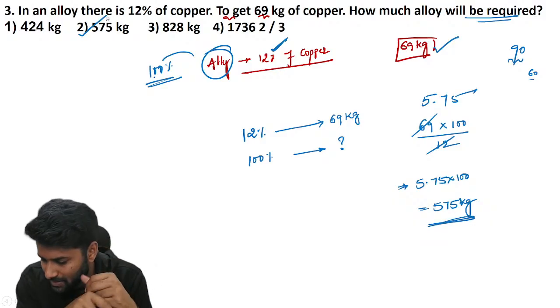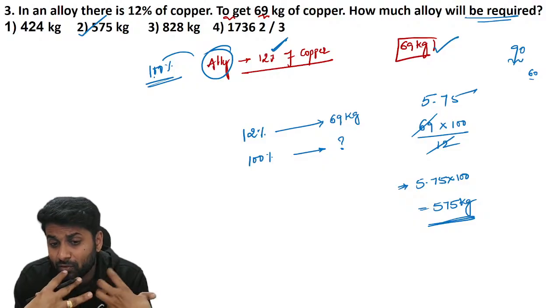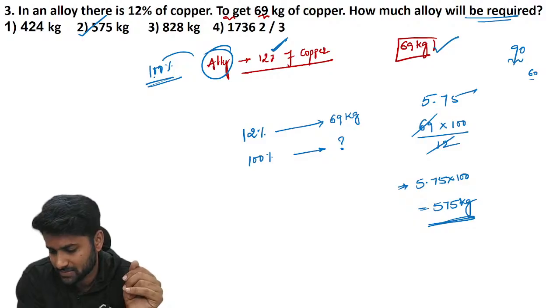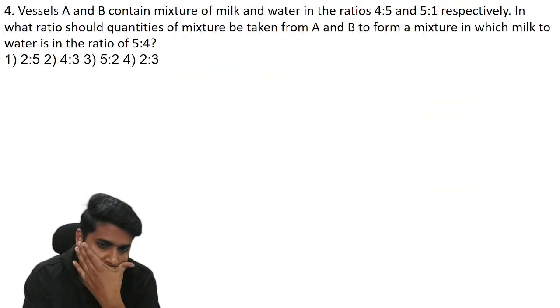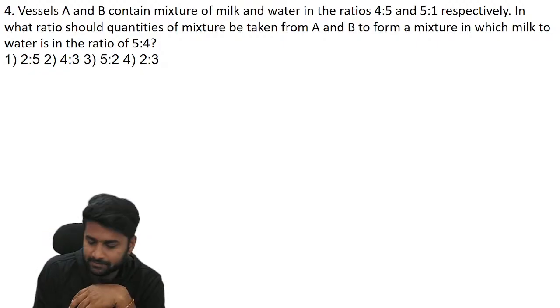Yeah. 100% is all about the alloy. Out of 100%, 12% is copper. And they clearly mention that if you want 69 kg of copper, how much alloy is required? It's a simple comparison. Next, let us solve this question.